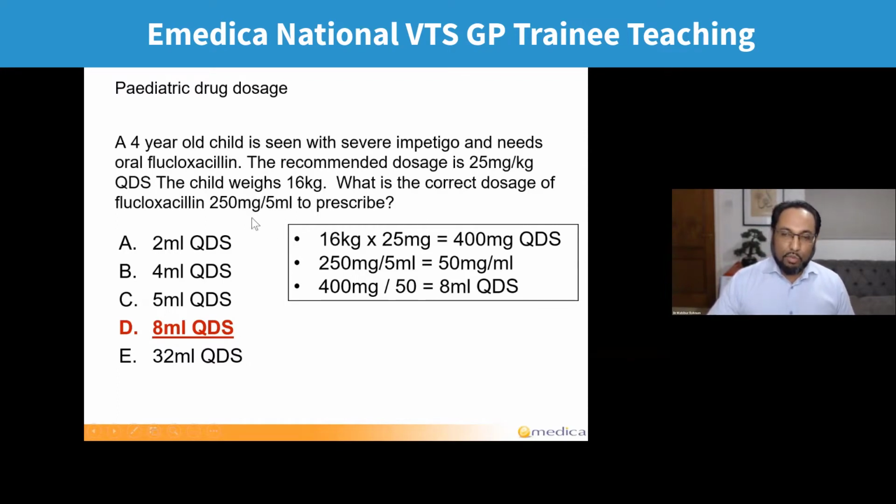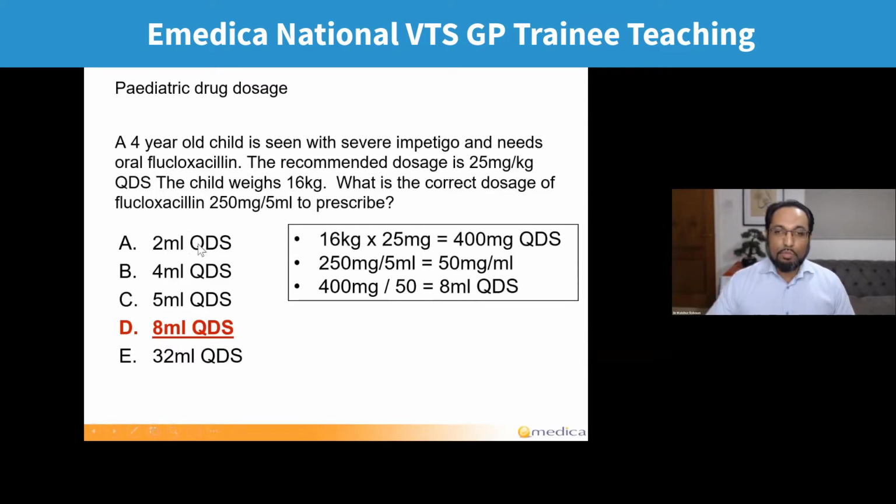So if there's 250 milligrams in 5 mils, if you do 250 divided by 5, there's going to be 50 milligrams in every 1 mil. So if we want to give 400 milligrams, but we're going to give it as a solution, as a liquid, then we need to do 400 milligrams divided by 50, which gives us the dosage, which is 8 milliliters QDS. So I'm really happy to see that most of you got it right. For those of you who got it wrong, a couple of common mistakes.